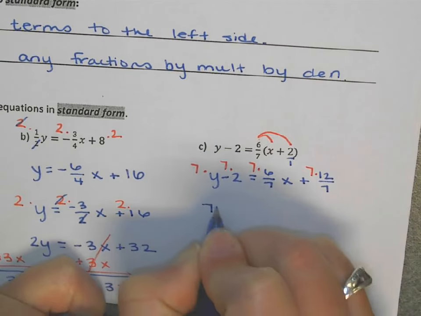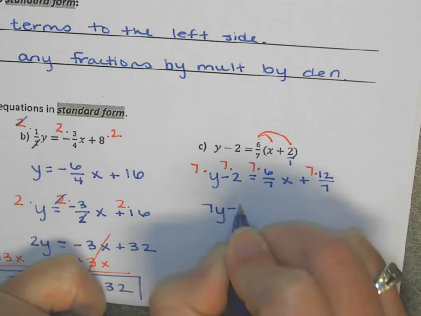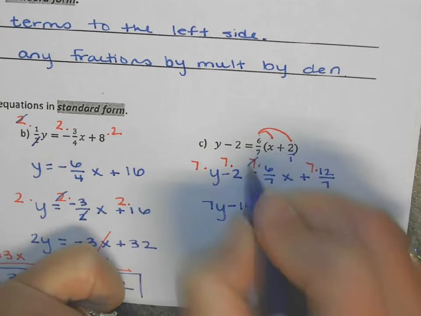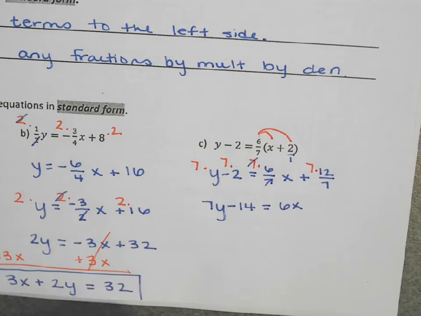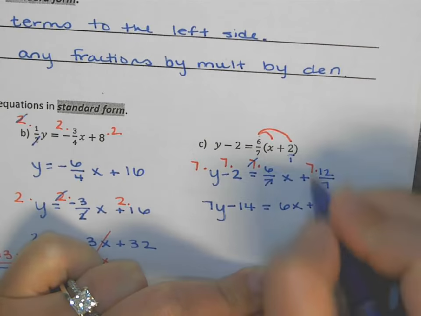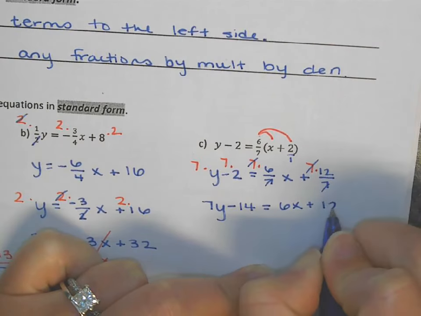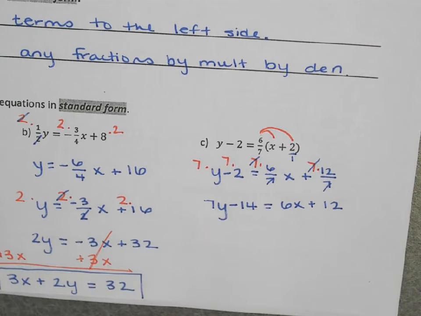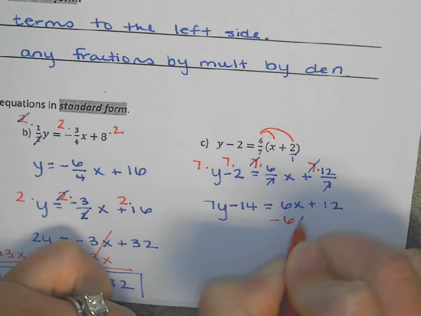7 times y is 7y, minus 7 times 2 is 14. 6 times 7 divided by 7, my 7s are going to go away and I'm going to be left with 6x, plus 12 times 7 divided by 7, the 7s are going to go away and I'm going to be left with 12. Well, that looks quite a bit more friendly, but I still have some moving around. What do I need to move? Yeah, the 6x has to be moved to the left side. So if I need to get rid of it on the right side, I'm going to subtract it.